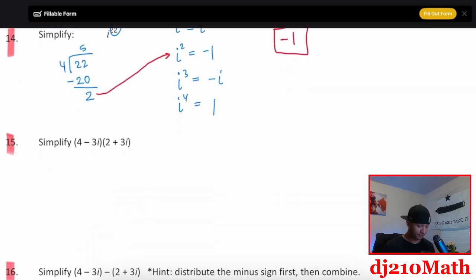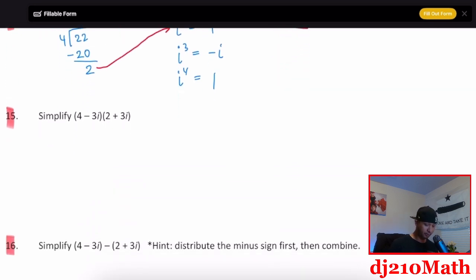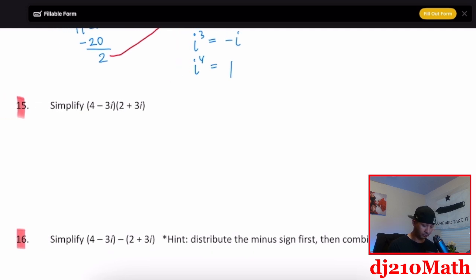15, simplify. So here the strategy is to use FOIL. You're going to distribute everything using FOIL because it's multiplication. There's a difference between 15 and 16. Like 16, this isn't FOIL. It's subtraction. So it's completely different. So when it's multiplication, you do FOIL.